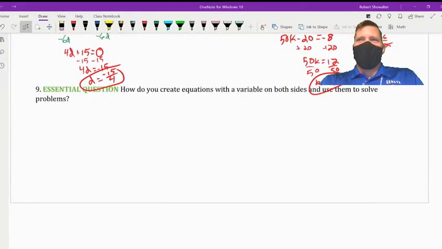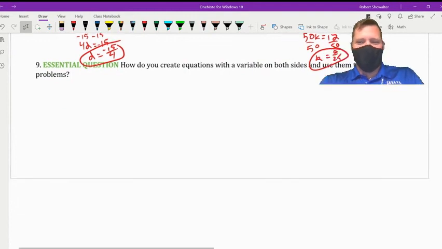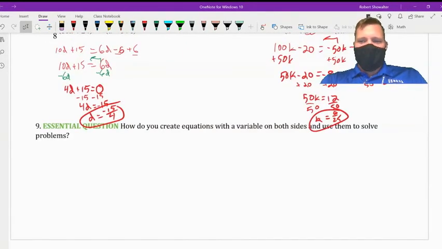Everybody say hi to Miss Quiggy. Hi, Miss Quiggy. Hi. She's loving my voice. There we go. Well done.